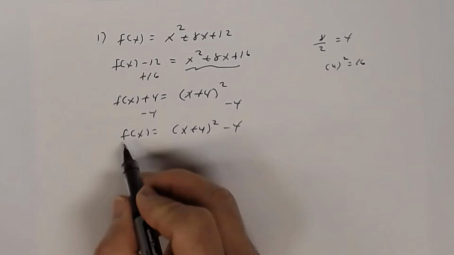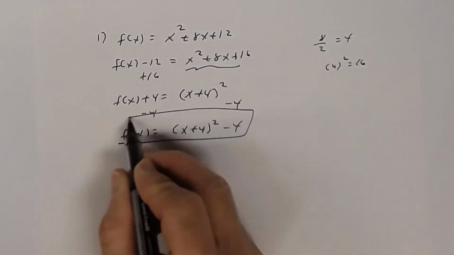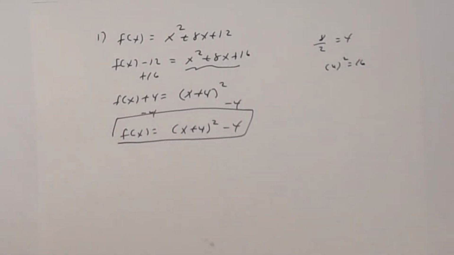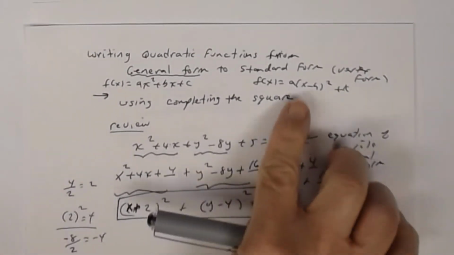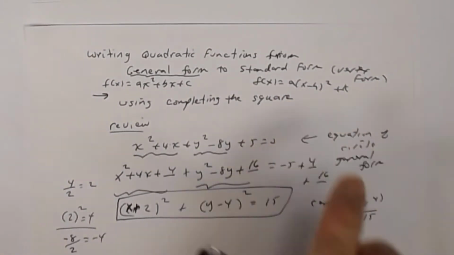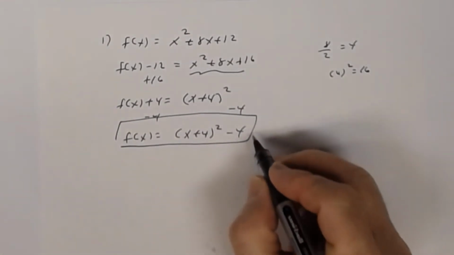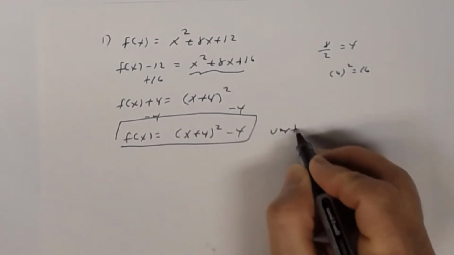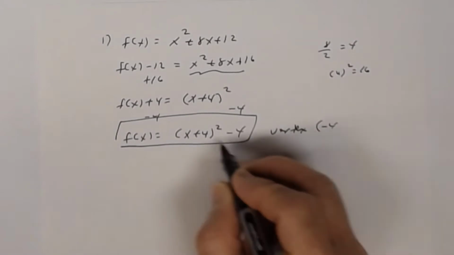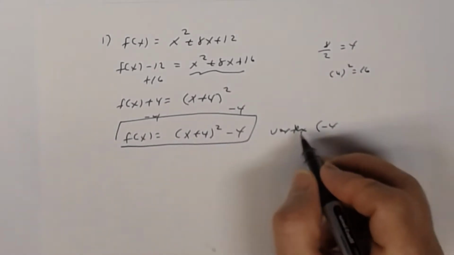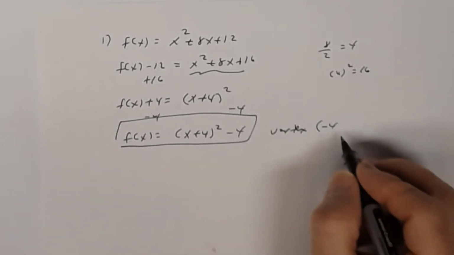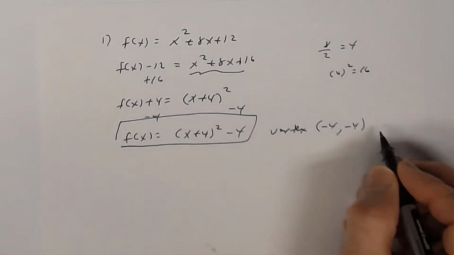And so that is this right here. Remember, vertex form is this, a times x minus h squared plus k. All right, so we have it now in this form. So from here, now you can determine the vertex. So the vertex is negative 4. Remember, take the opposite of this. And then your k is negative 4. So negative 4, negative 4.